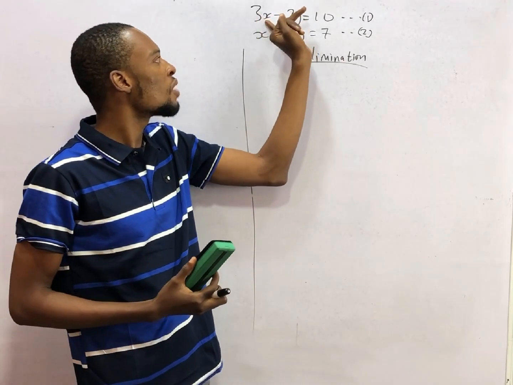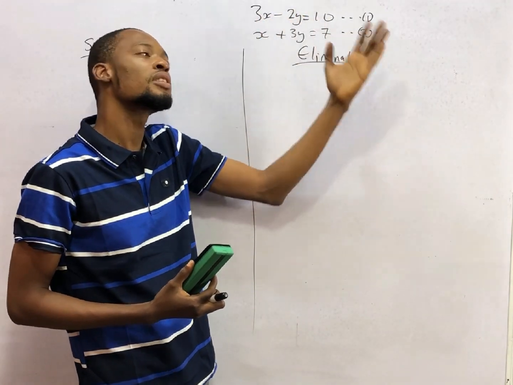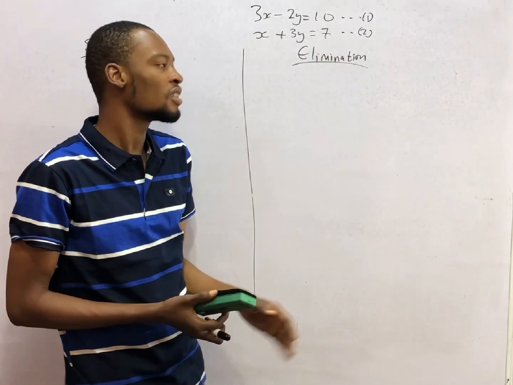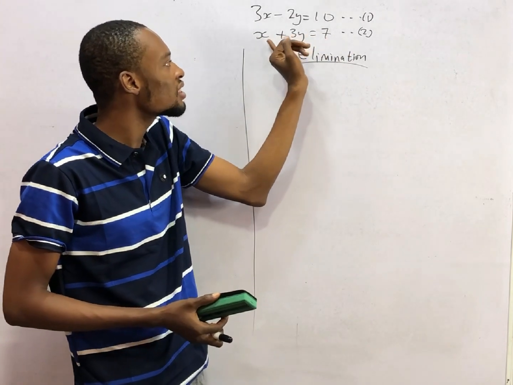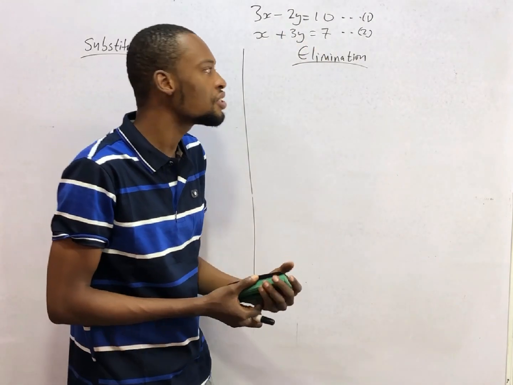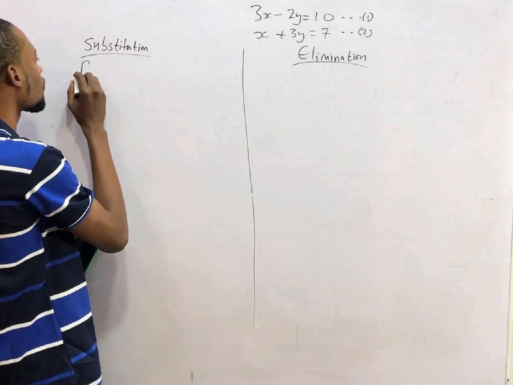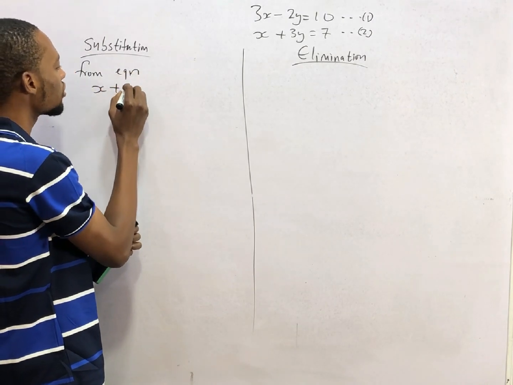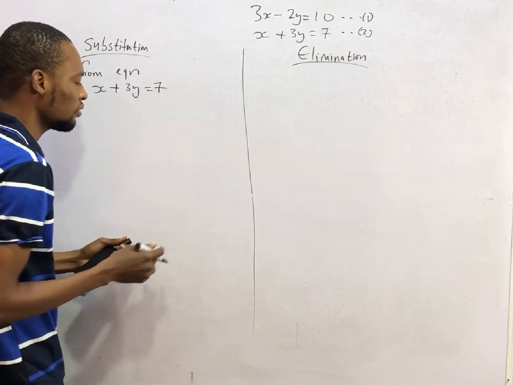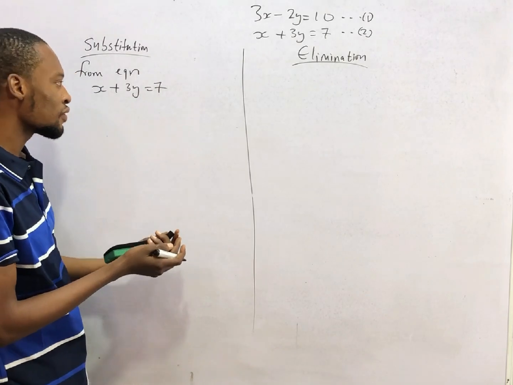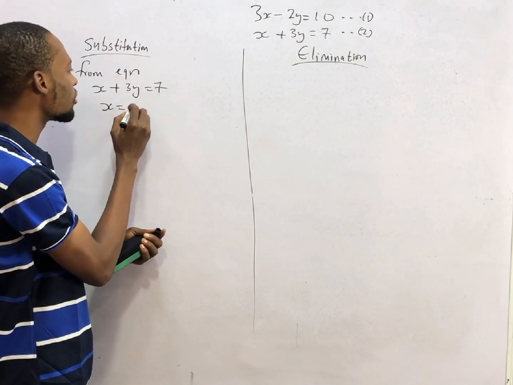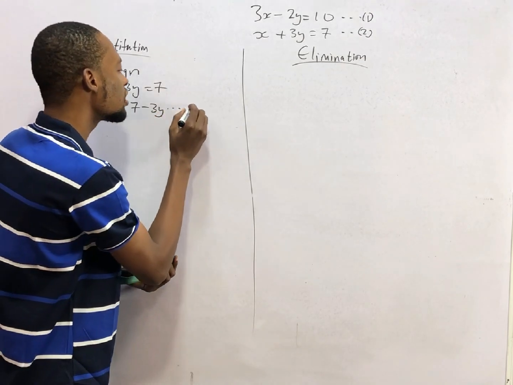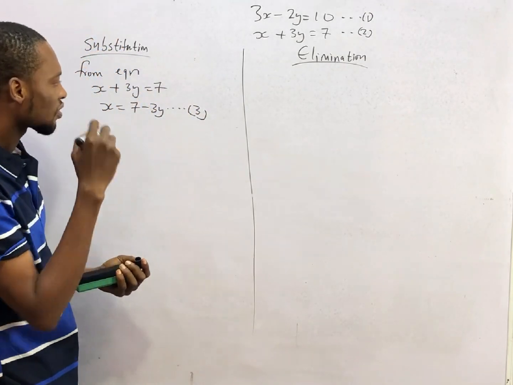In equation 1, you have 3s minus 2y equals 10. In equation 2, you have s plus 3y equals 7. Here, it is easier to make s subject formula, which is from equation 2, s plus 3y equals 7. Making s subject formula, s simply becomes 7 minus 3y. Simple. Then you call this equation 3.